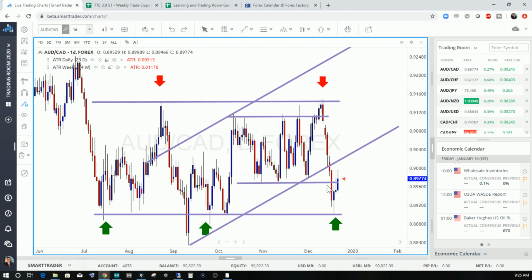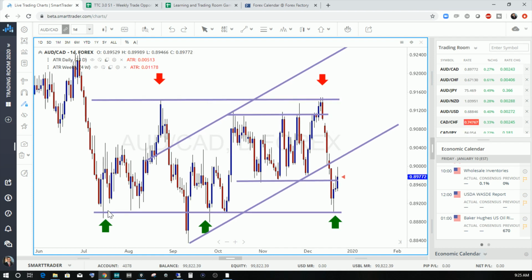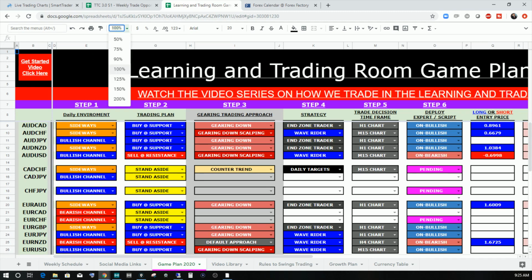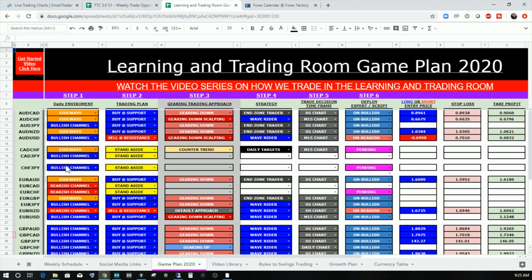And the reason why I like this, traders, the reason why I'm excited about this is the fact that we spoke about tops and bottoms, right? And yeah, we're inside consolidation. So in tops and bottoms, we said that we want to buy at support. I think in my loan and trading room, we actually went ahead and addressed this. We said it was sideways. There we go. Aussie CAD sideways. We said we want to buy at support.